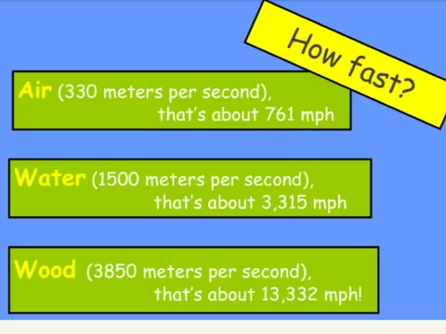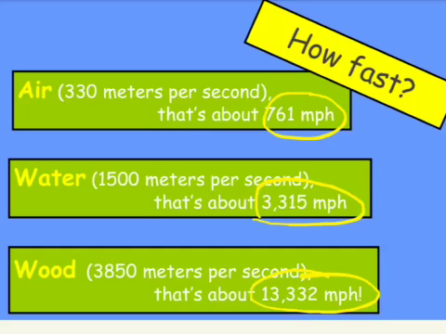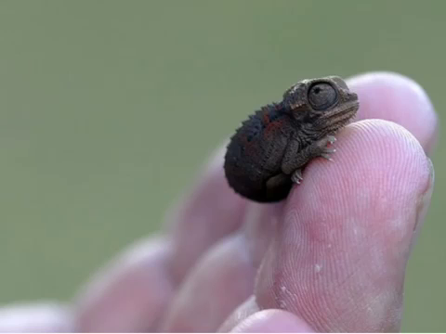Now, I thought this was kind of fun to think about. In air, the speed of sound is about 330 meters per second, and that's about 761 miles per hour. In water, sound travels at 1,500 meters per second, and look at this. It's over 3,000 miles per hour. If you could measure that, of course, people can measure the speed of sound, but in water, so much faster. And then in a solid object such as wood, look at this, 13,332 miles per hour. Much, much faster in a solid object than in a gas.